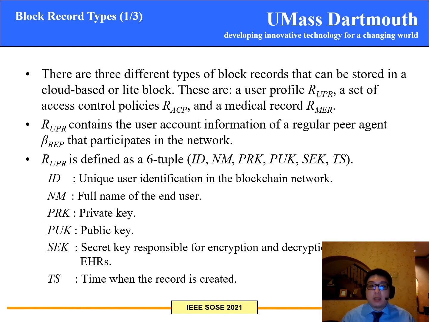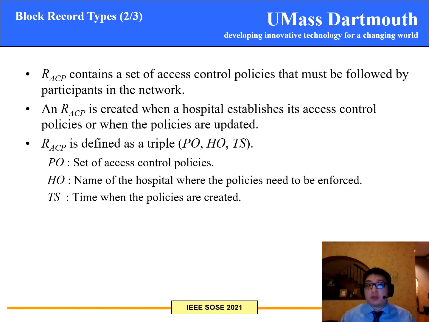A user profile record is defined as a 6-tuple with ID, name, private key, public key, secret key, and timestamp. Note that the private key and secret key are stored in ciphertext form, as they are encrypted by a super peer agent that represents the hospital that the user is associated with. Access control policy records contain a set of access control policies that must be followed by participants in the network.